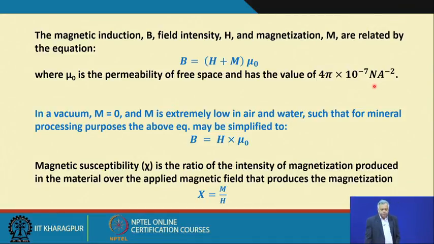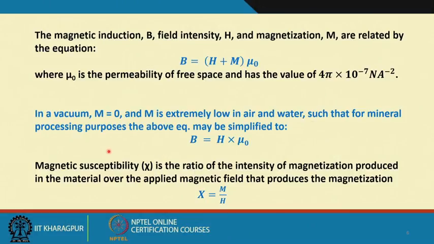In a vacuum, the M is equal to 0, that is, your magnetization is equal to 0, and M is extremely low in air and water. That means, in a medium of air and water, the value of M is also very small, such that for mineral processing purposes, the above equation may be simplified to B is equal to H into mu 0. That means we can neglect the effect of M.